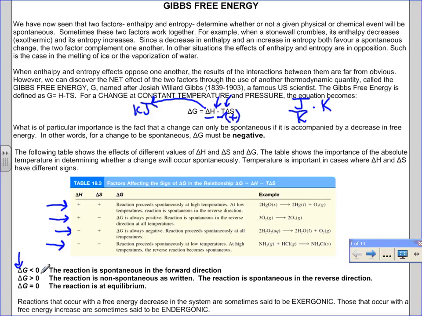Now we talked about how when Gibbs free energy is less than 0, the reaction is spontaneous. When it's greater than 0, it's non-spontaneous. And when it's equal to 0, the reaction is at equilibrium. This fact we'll address later on in the lesson.